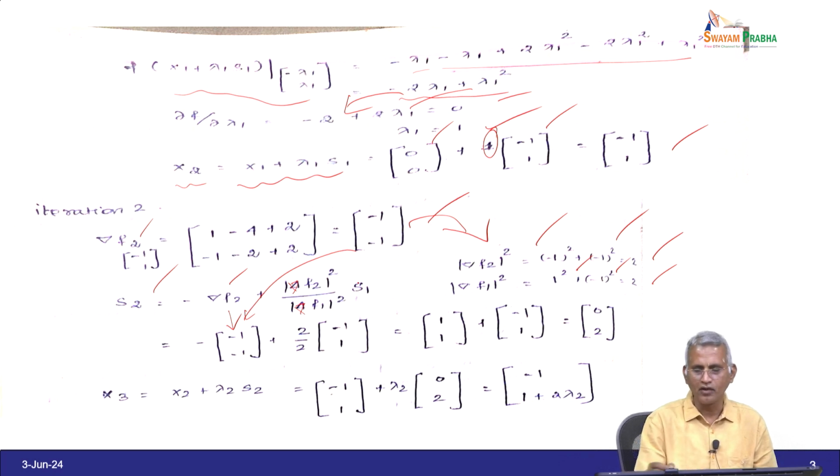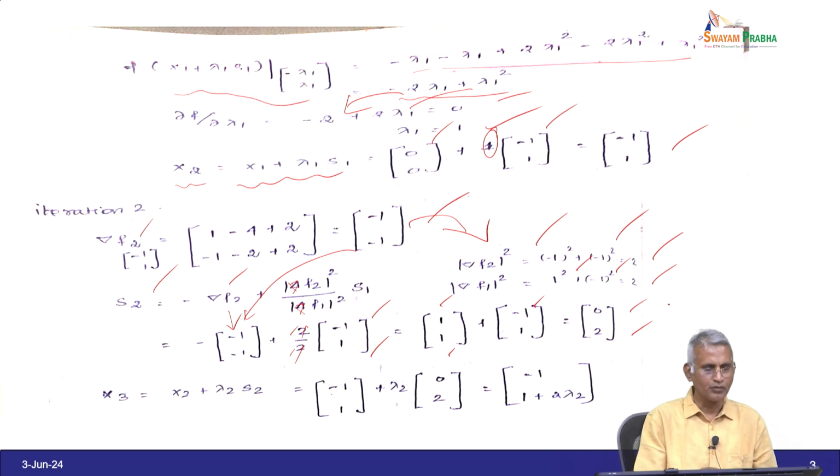The two values we got are that modulus of delta f2 square is 2 and modulus of delta f1 square is 2. Substitute here, therefore 2 by 2, and then s1 we already got as minus 1 comma 1. Now simplify the matrix: it becomes minus 1 comma 1, and 2 by 2 is 1, times minus 1 comma 1. Add them, 0 comma 2.